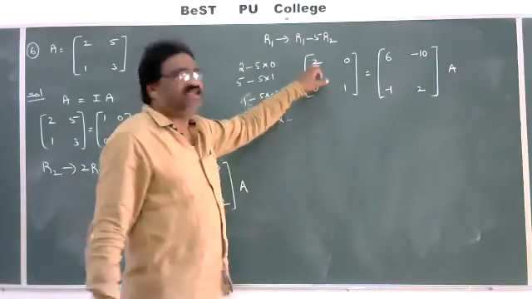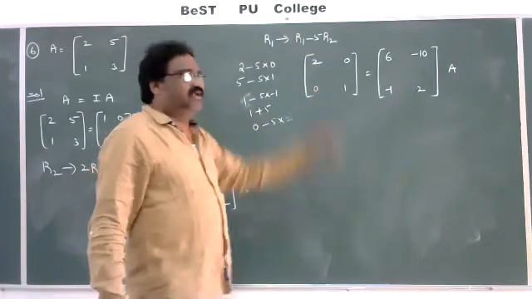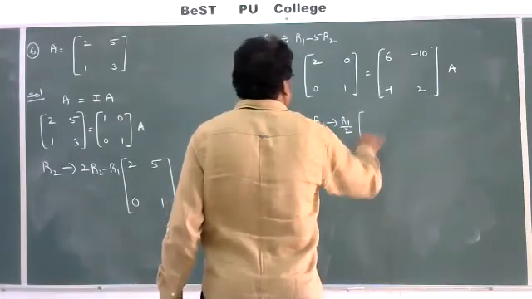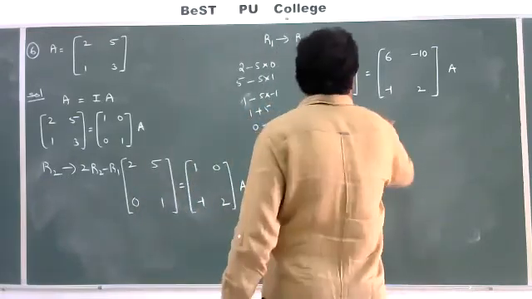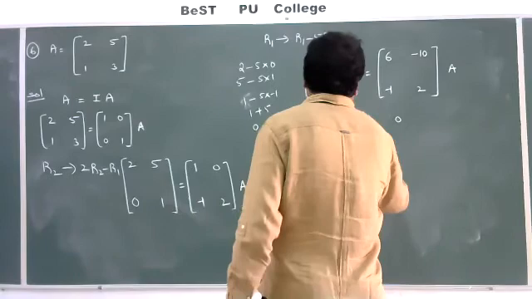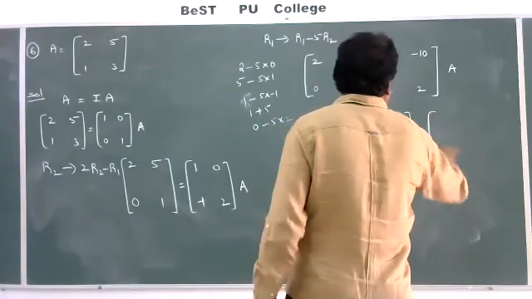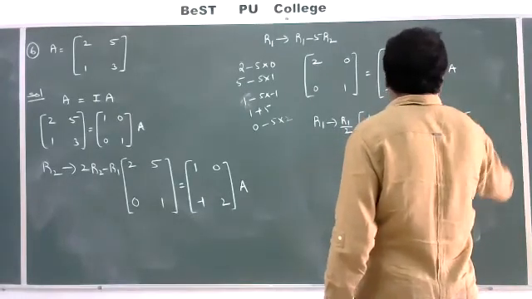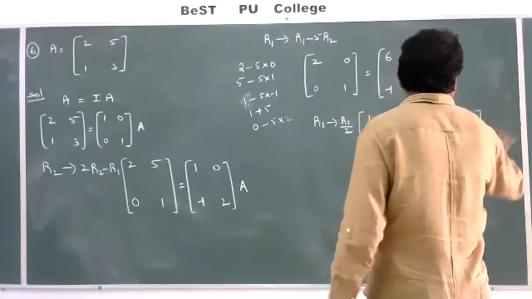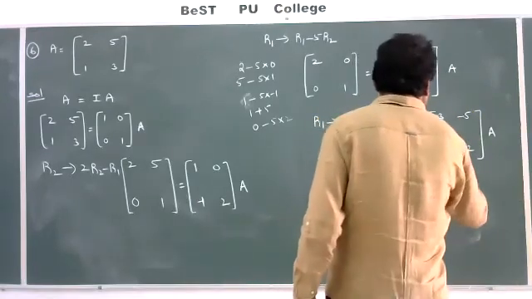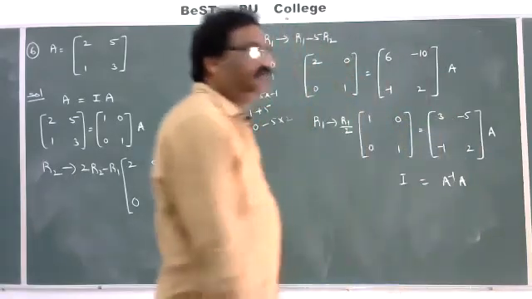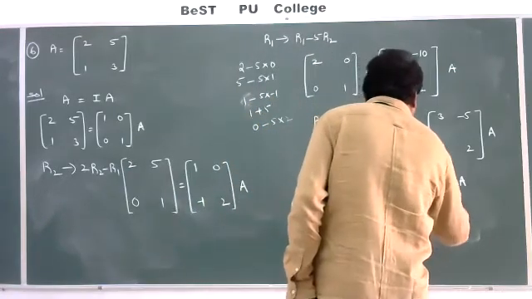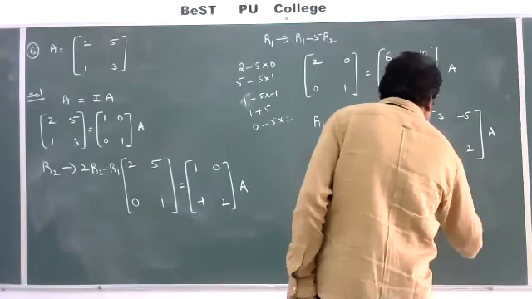Then we require 1 here. That's why R1 goes to R1 by 2. That is 2 by 2, 1, 0 by 2, 0. Second row same, 0, 1. Here also first row, R1 by 2, 6 by 2, 3, minus 10 by 2, minus 5, minus 1, 2, into A. This is I is equal to A inverse into A. That is A inverse is equal to matrix 3, minus 5, minus 1, 2.